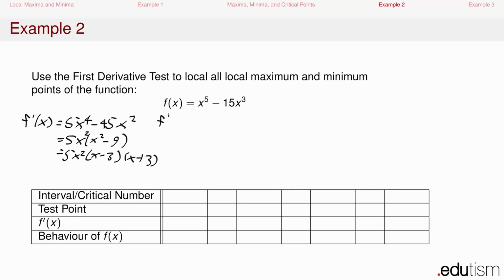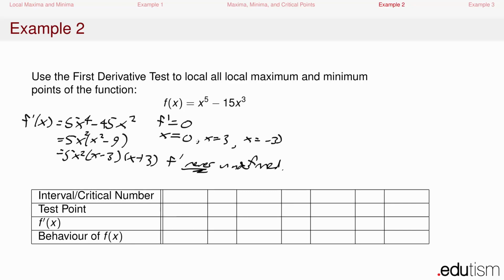So if I want to ask when is this first derivative 0, well it's 0 either when 5x squared is 0, which happens when x is 0, when x minus 3 is 0, which happens when x is 3, or when x plus 3 is 0, which happens when x is negative 3. Great. The other thing to mention is this first derivative is never undefined. Its domain is all real numbers.